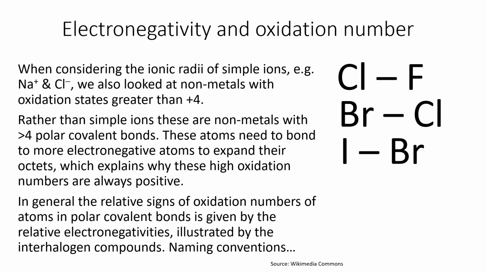And this has a bearing on the naming as well. If you think about when you name compounds, for example in a simple ionic compound like sodium chloride, the first word of the name is the cation, the second word is the anion. Likewise, when you're looking at covalent compounds, the first word of the name relates to the positive oxidation number atom, and then the second word to the negative oxidation number atom. So that's why, in these interhalogen compounds, you would call it iodine monobromide rather than the other way around. You wouldn't say bromine monoiodide.